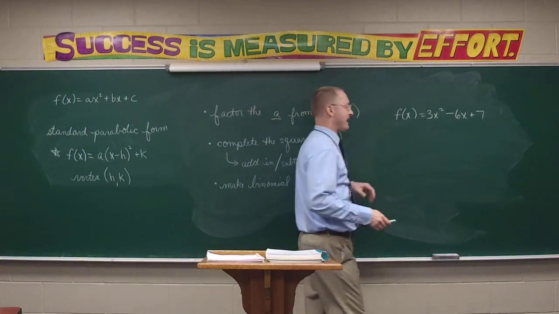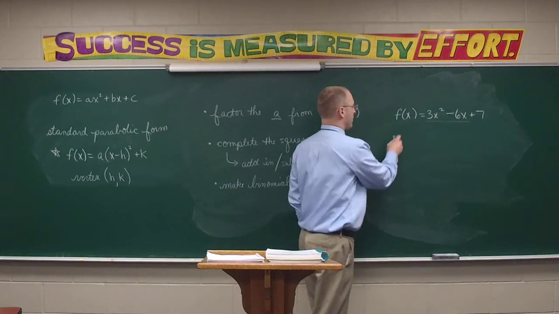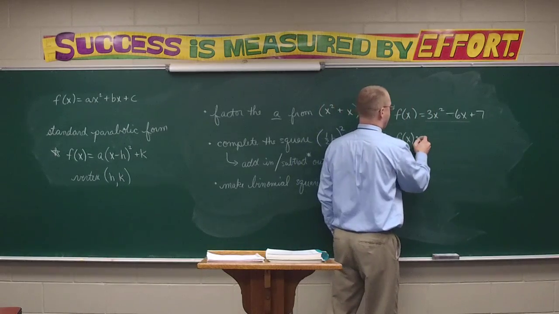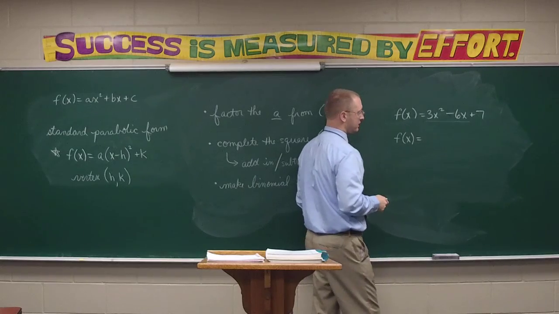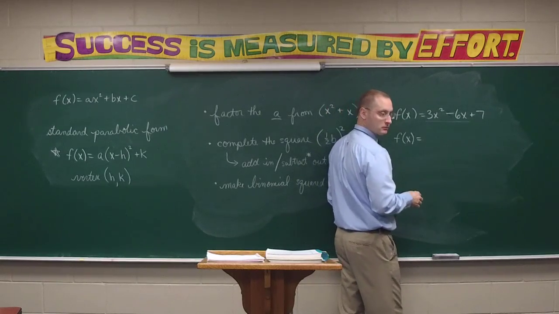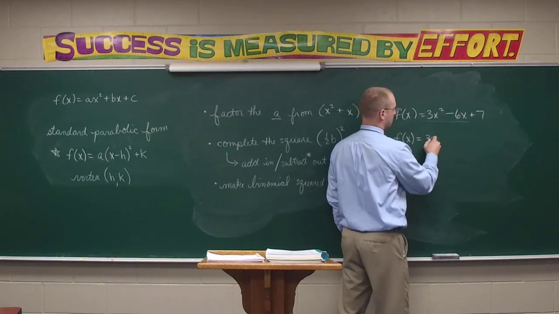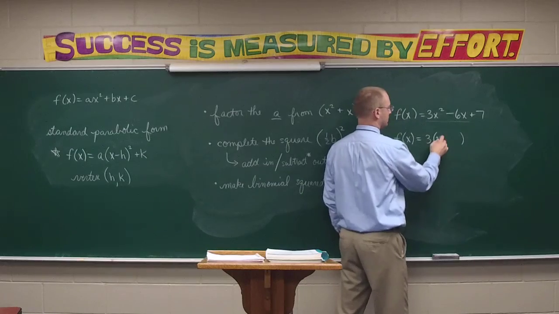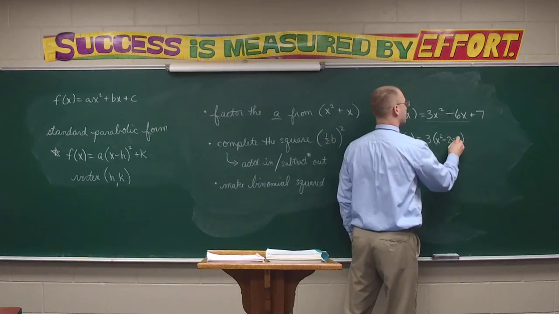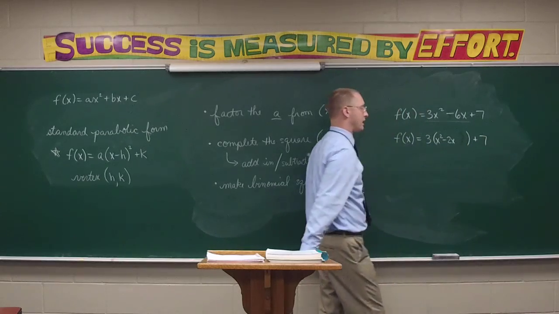Nice thing is, I don't have to pull a 3 out of everything, just out of the first two terms. What do I get when I pull a 3 out of just the first two terms, Genesis? 3 x squared minus... I'm going to leave myself a little bit more room than that. Leave a little gap, and then put your +7.